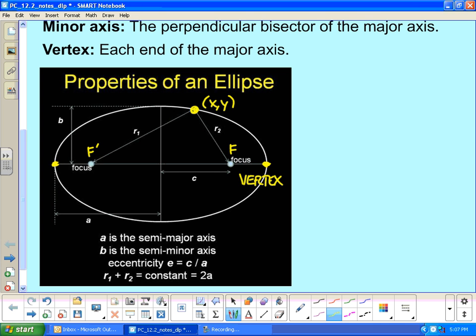So now, unlike a parabola where the distances that we were referring to are the same, they're not anymore. This r1 plus r2 distances is just a constant value as we spin around the ellipse. And here's the major axis, half of it. Here's the minor axis, half of it. And let's go see what the ellipse is all about.